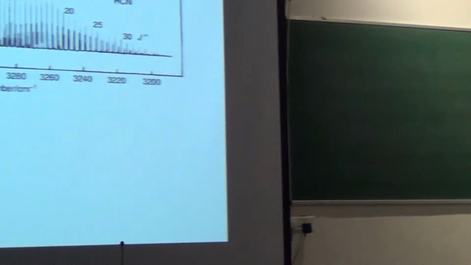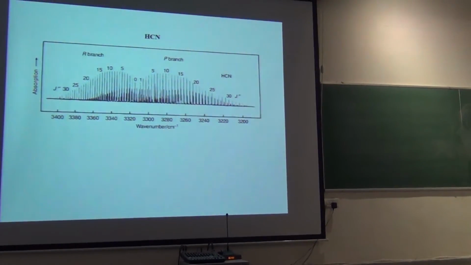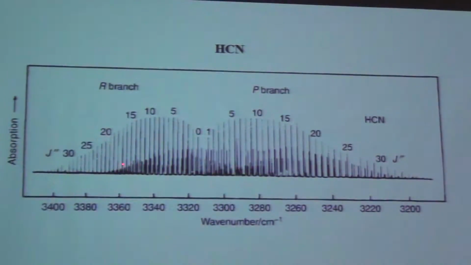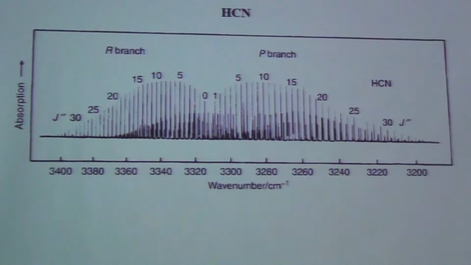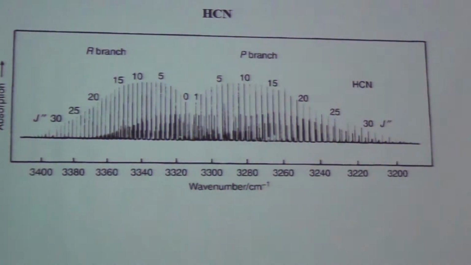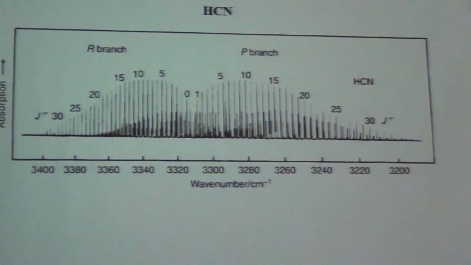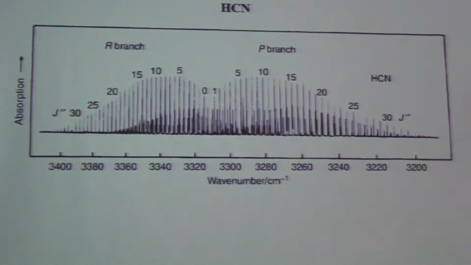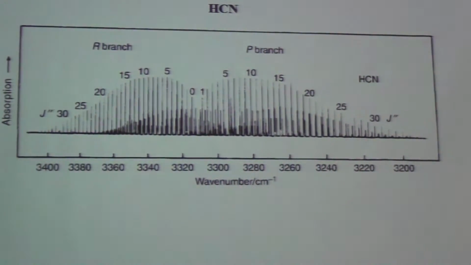So you see the R branch, you see the P branch, very similar to what you saw in the HCl case. But then see what happens in between here. A lot of lines here which don't seem to fall in place. They are not really part of the fundamental system. It actually turns out that these are hot bands. You remember what we talked about hot bands? What are the hot bands?